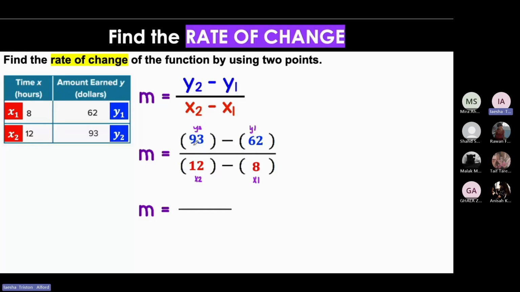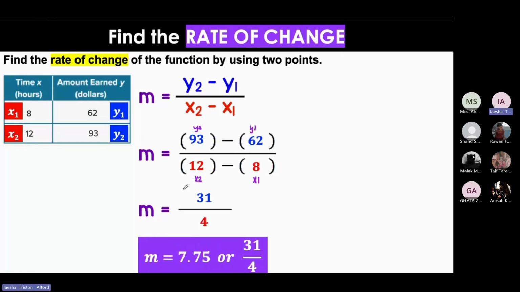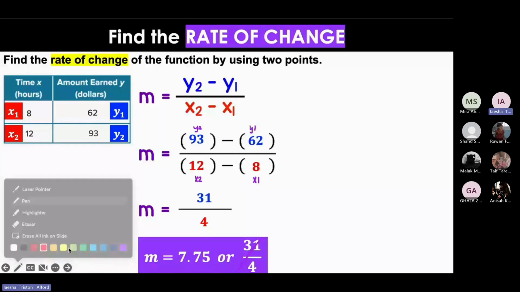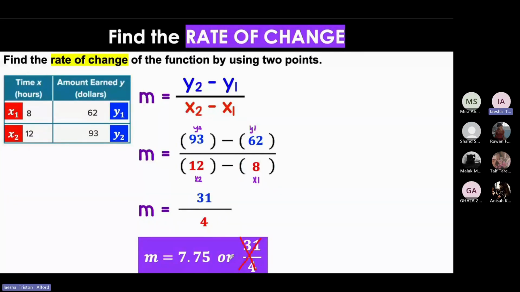Take the numbers in the top and subtract. You will get positive 31. Take the numbers in the bottom and subtract. You will get positive 4. Divide. You will get 7.75 or 31 over 4. For this question, we want to use the decimal because we cannot keep the fraction with the denominator of 4. So do not use this one. Keep the decimal.